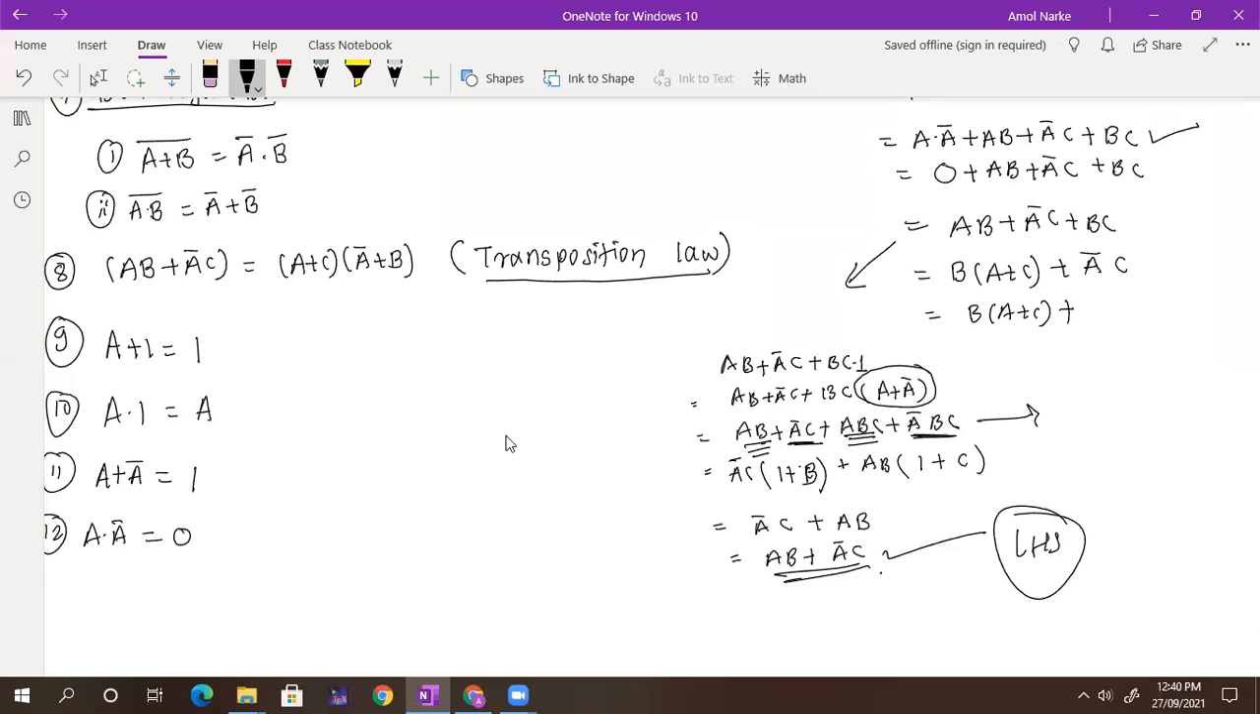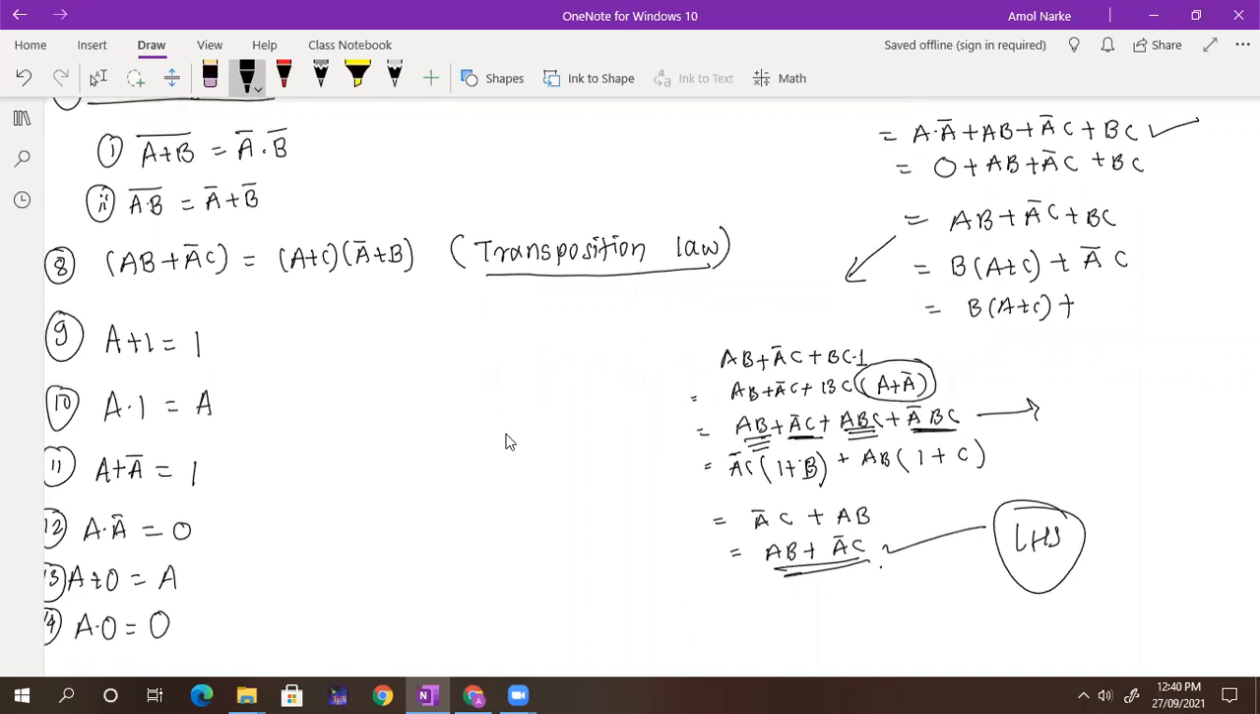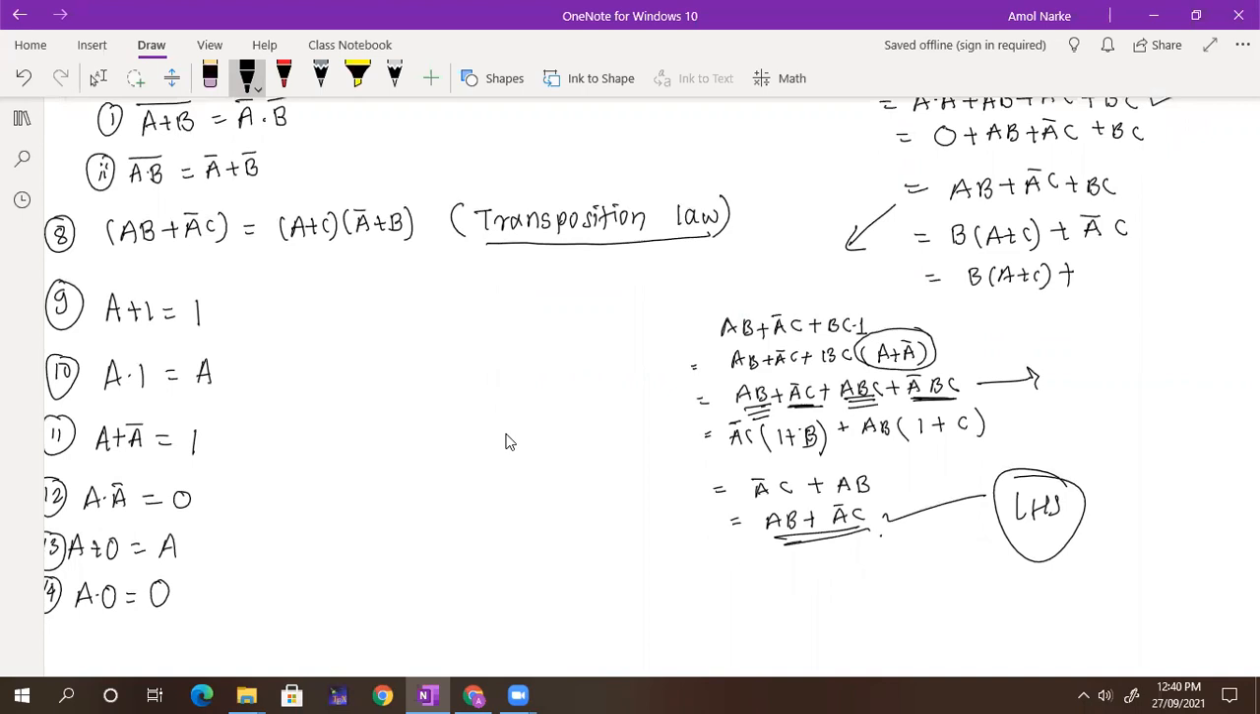Now what remains? 0 remains. A plus 0. What is A plus 0? A only. And the next one is A dot 0, which is 0. So these are the basic laws. You can keep those laws in your mind. That is all 14 laws.